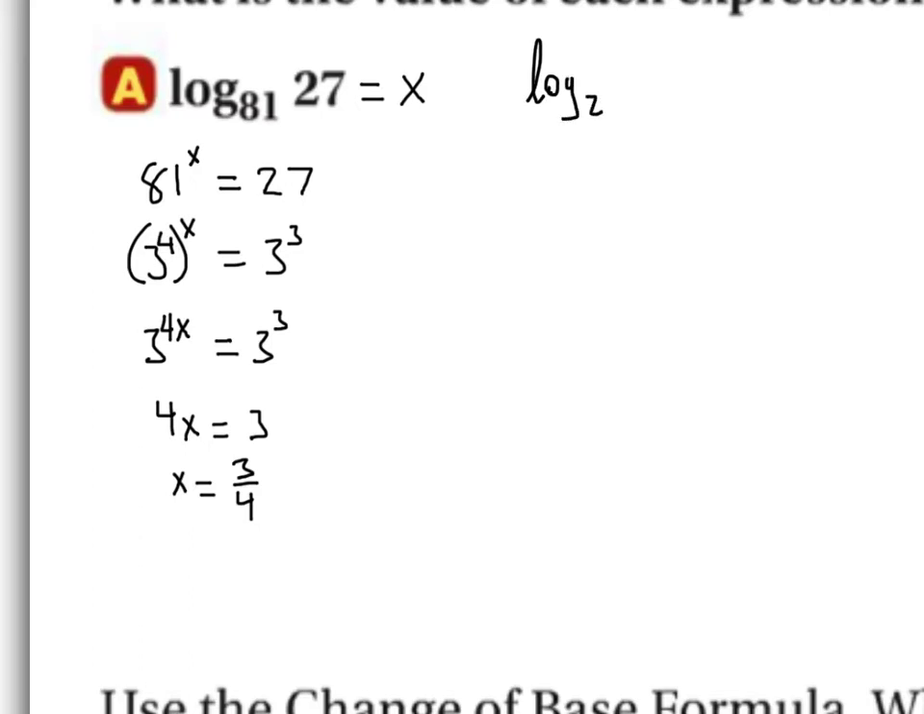log base 2 of 27 over log base 2 of 81. That is a valid rewriting. I've changed it all to base 2. But is that going to help me? No, because I still can't evaluate log base 2 of 27 or log base 2 of 81.